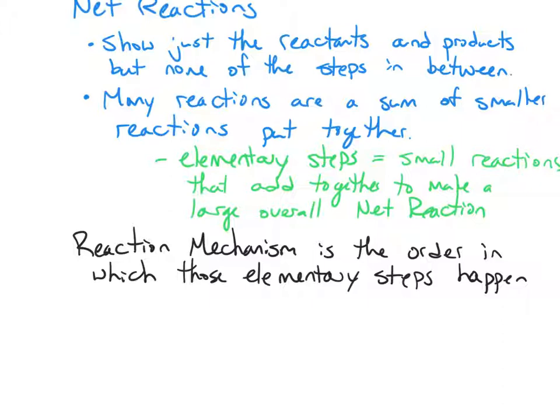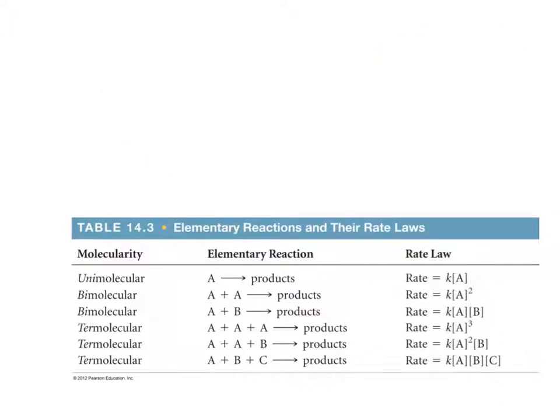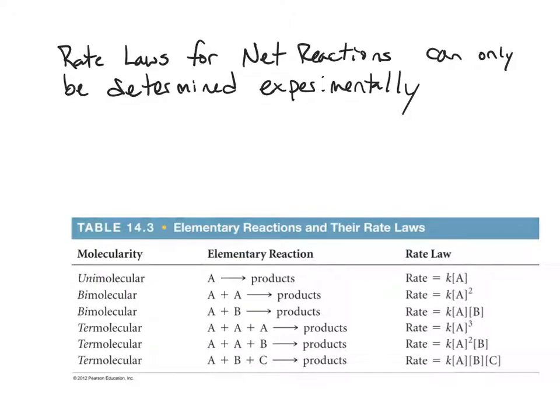Each elementary step has a corresponding speed associated with it, but none of the elementary steps necessarily happen at the same speed. You might have remembered from a previous video lesson that I said that the rate law for a net reaction can only be determined experimentally. That remains to be true. But rate laws for elementary steps can actually be determined based on the stoichiometry of the elementary step.